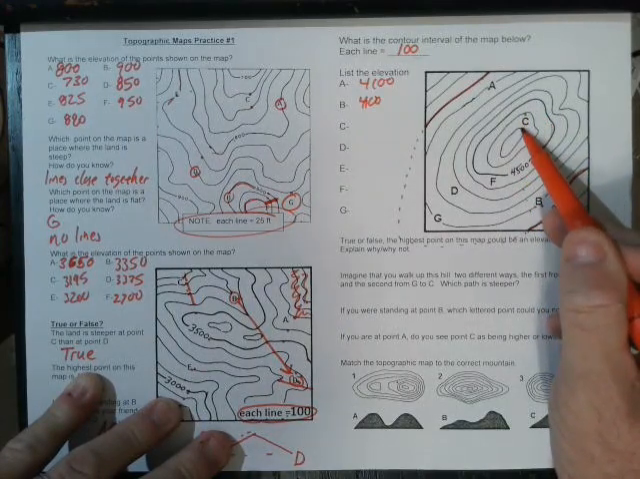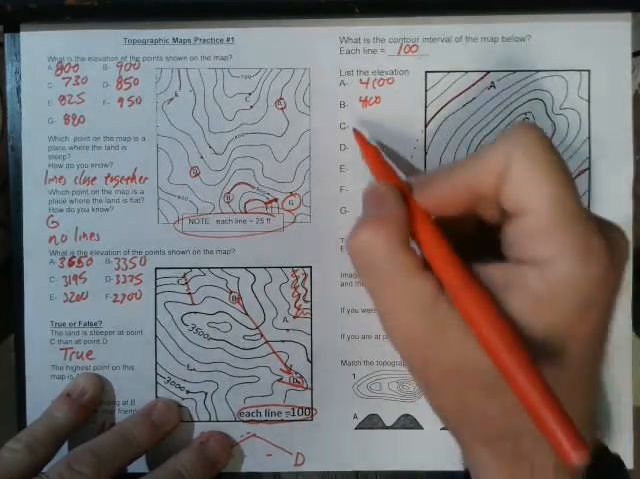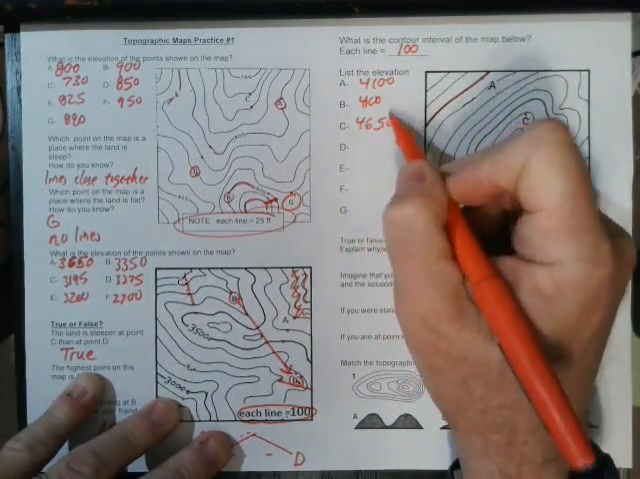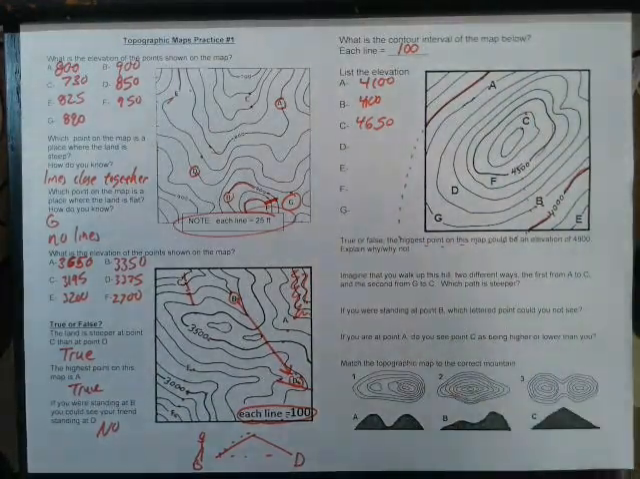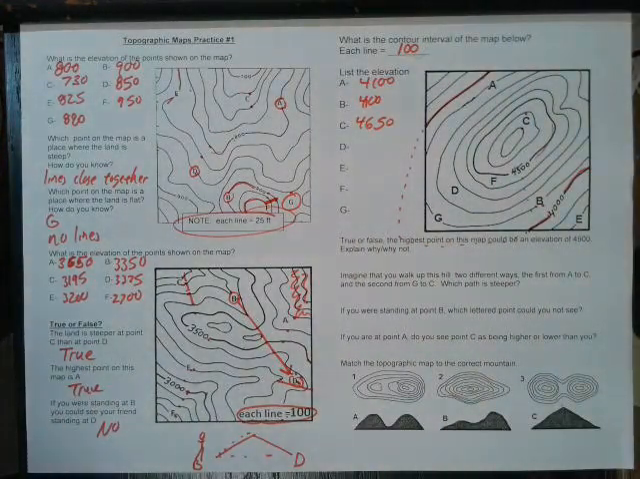C, that's 4,500. That's 4,600. Well, that's 4,700. So C is somewhere between 4,600 and 4,700. I'll go 4,650. Seems to be about halfway to me.